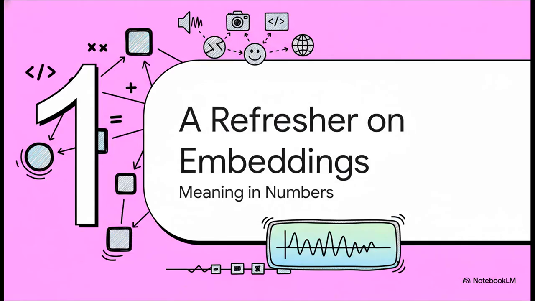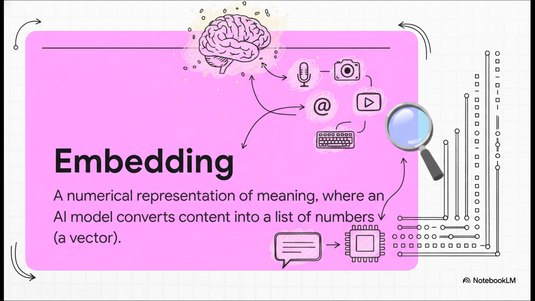Okay, so to get to that answer, we have to start with the basics. Before we can get into the multimodal part, we need to be crystal clear on what an embedding is. So, what is an embedding? You can think of it as a translator. But instead of translating from English to Spanish, it translates meaning into the language of math. An AI model takes any piece of content, like a sentence, and converts its meaning into a long list of numbers.